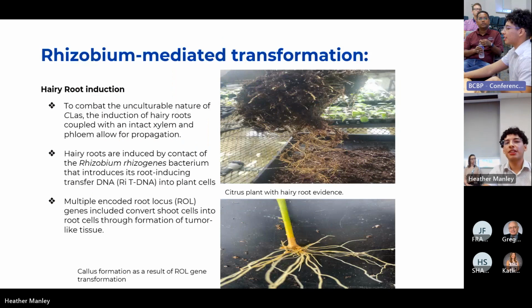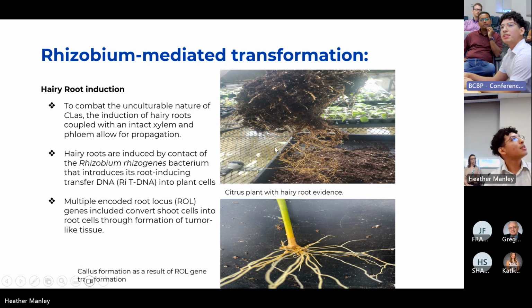So next, we're going to start talking about Rhizobium-mediated transformation. This is one of the techniques that is implemented at the AgriLife Extension, at the research department that we're in. So we basically want to induce an environment that is habitable for CLas, because CLas is a very difficult pathogen to work with. It's unculturable in the lab, and it does not survive in very many conditions other than through the phloem. So basically the vascular system of the plant.